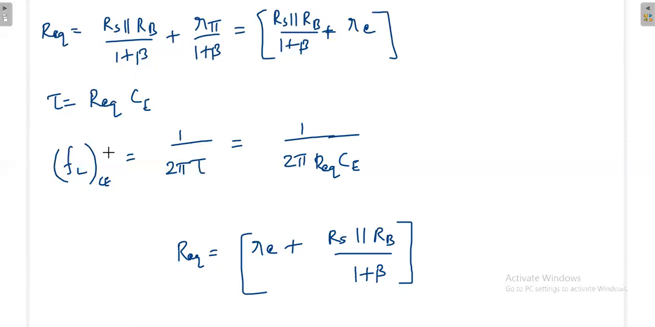Then what is the effect of output coupling capacitor?